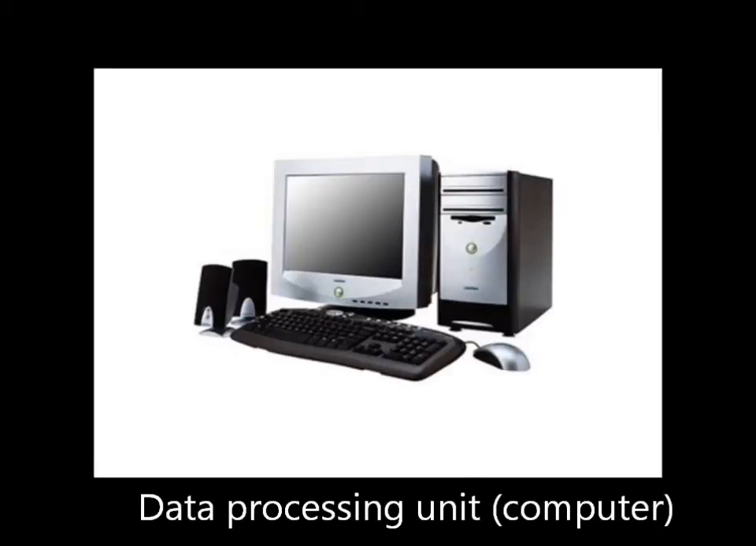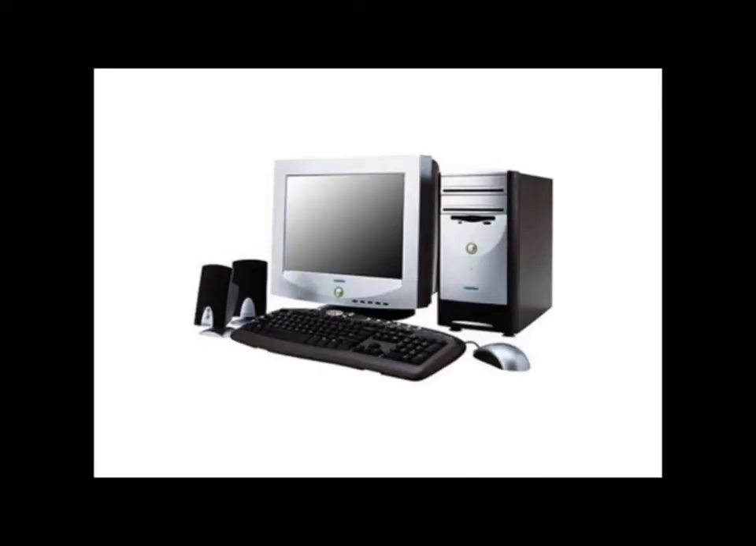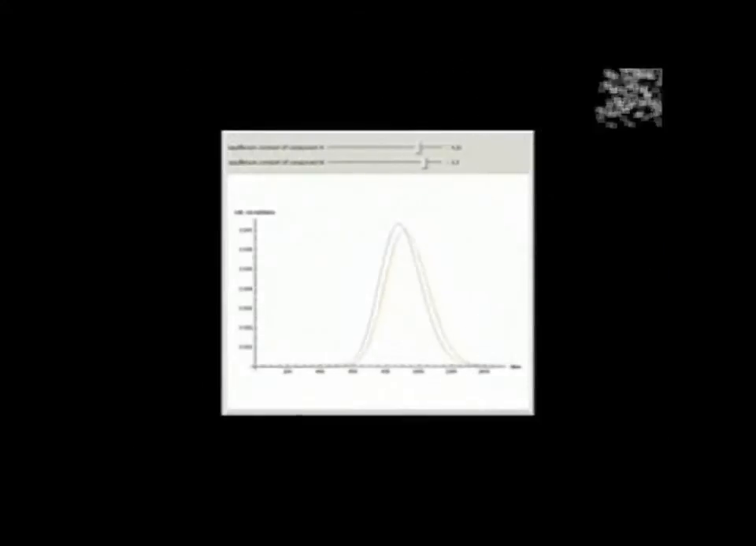The data processing unit, or the computer, not only controls all the modules of the HPLC instrument, but it also takes the signal from the detector and uses it for qualitative or quantitative analysis. The concentration of each detected component is calculated from the area or the height of the corresponding peak and recorded.